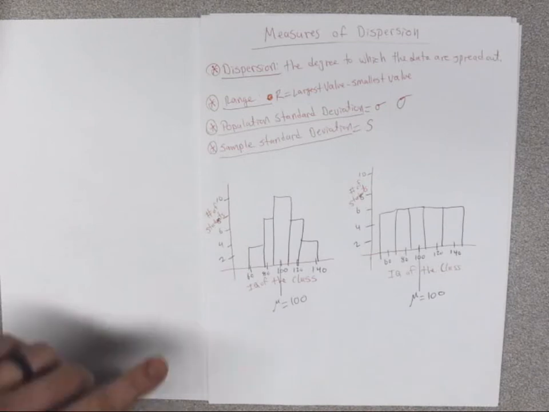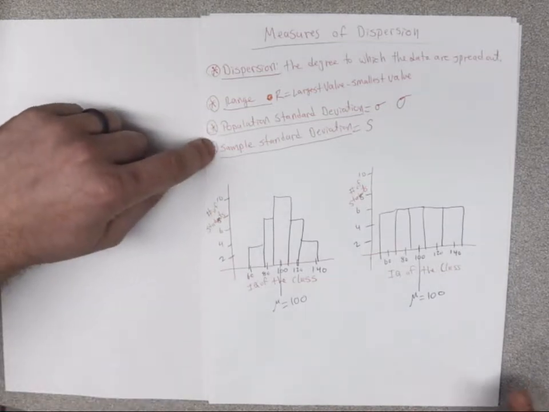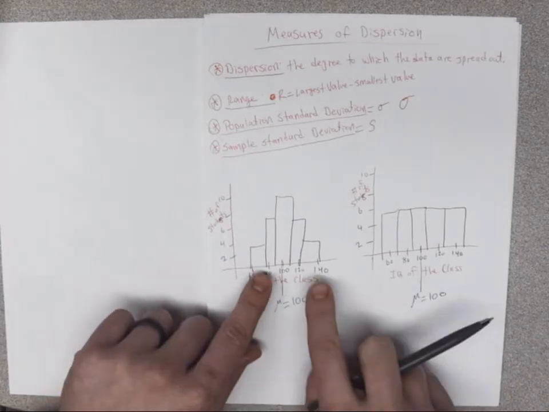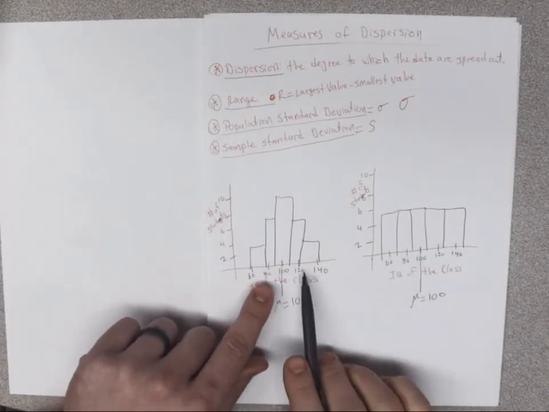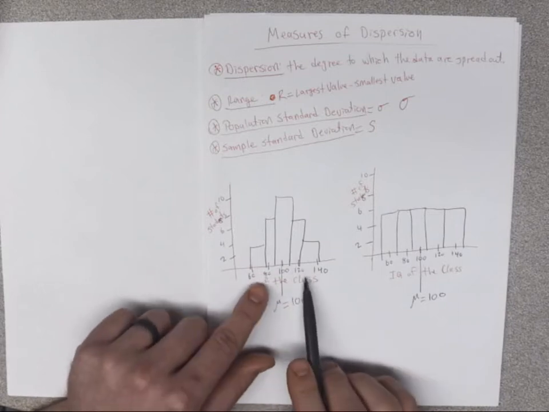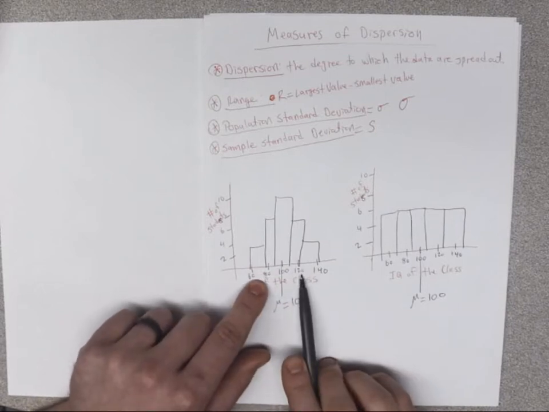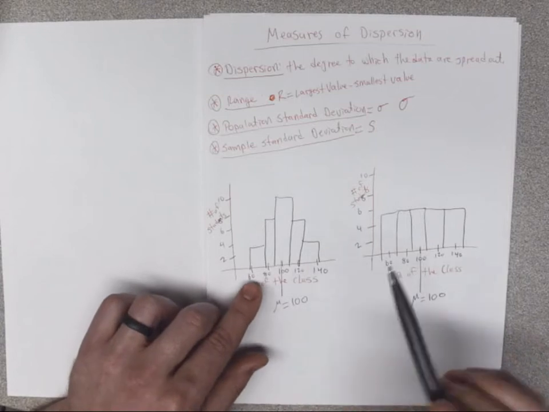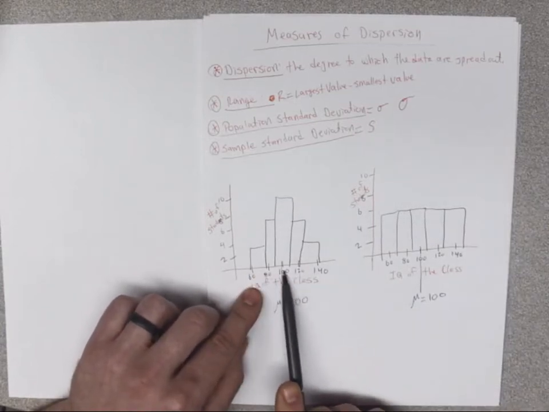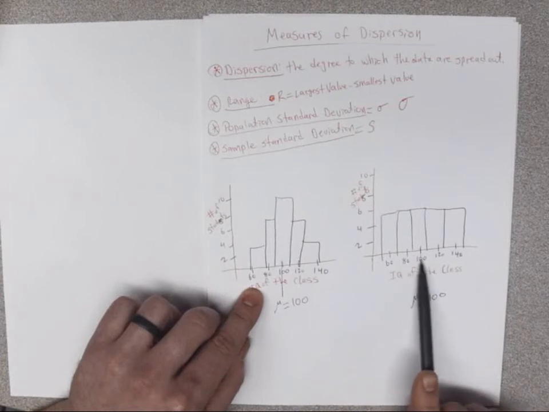So this is where the standard deviation and sample standard deviation come into play. They allow us to quantify how many people are in the range from, say, 90 to 110. They allow us to quantify the range of people between 80 and 120. So if we have that information, then we're able to tell if we have a graph bell-shaped like this or a graph that's uniformly shaped like this.